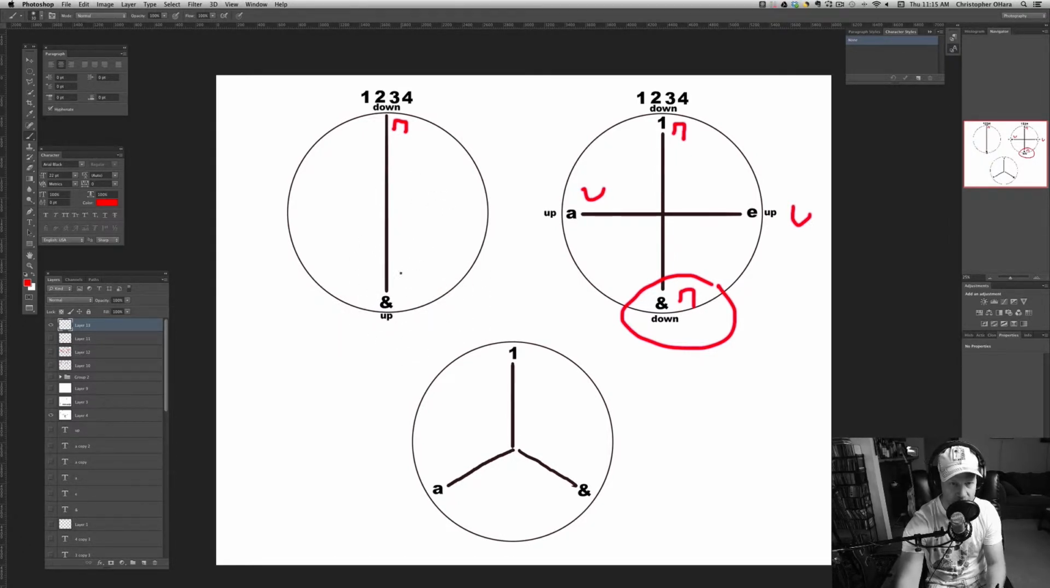What I'm pointing out here is sometimes I like to play the eighth note over here as down up, but sometimes I like to play it as down down because it's going to set up our 16th note pattern on the right hand circle over here. So just be aware of that.